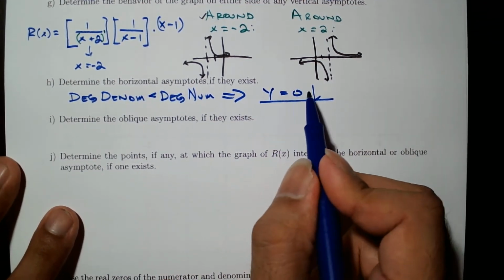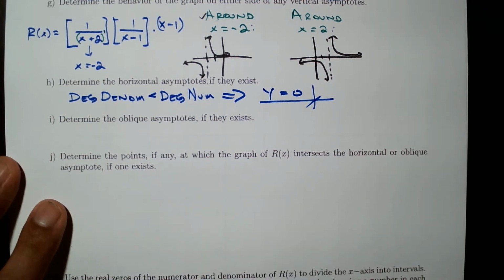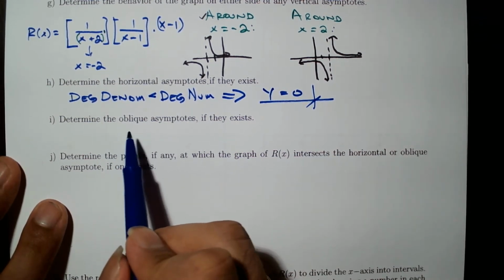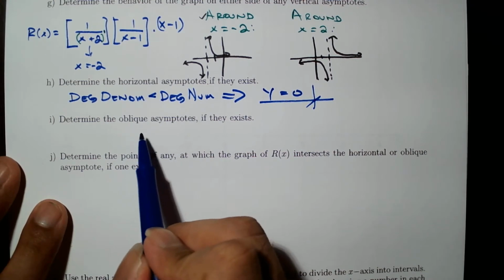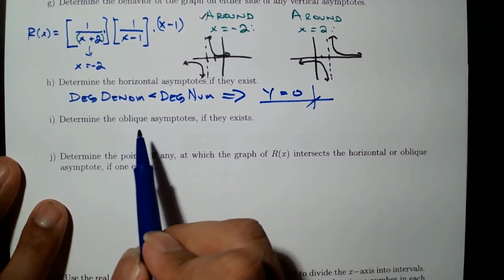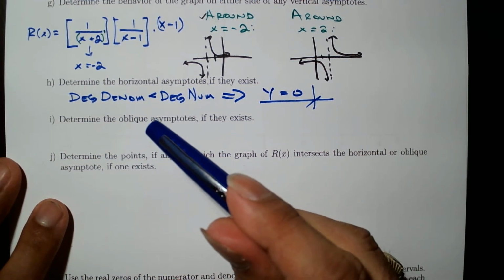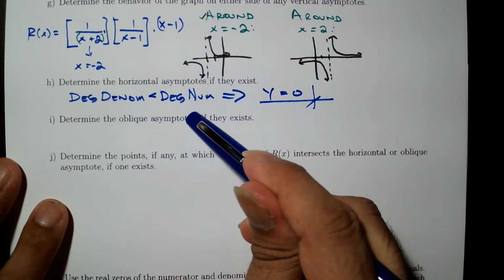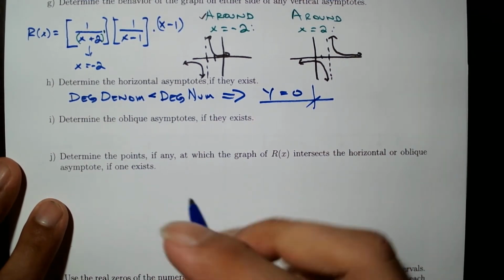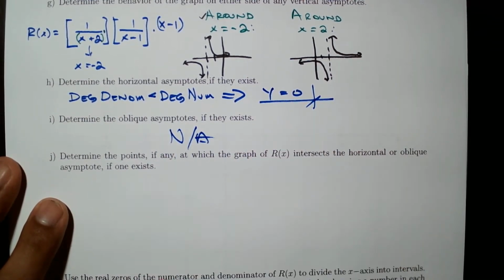Okay, determine the oblique asymptotes if they exist. Well, we already have a horizontal asymptote, and there are no oblique asymptotes in this case. The reason is that the condition to have oblique asymptotes is that the degree of the numerator is 1 more than that of the denominator, and in fact, we have the reverse. So in this case, not applicable. All right. Determine the points, if any, at which the graph of R of x intersects the horizontal or oblique asymptotes.